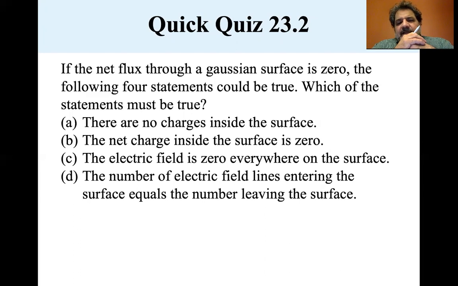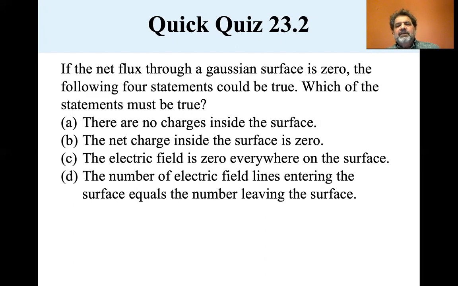B: The net charge inside the surface is 0. Well, that would happen even if you had a plus and a minus. The net charge would be 0, assuming that they're of equal value. Let's say a plus 1 microcoulomb and a minus 1 microcoulomb. Then the net charge would be 0, and there would be no net flux through them. So the net charge inside the surface has to be 0.